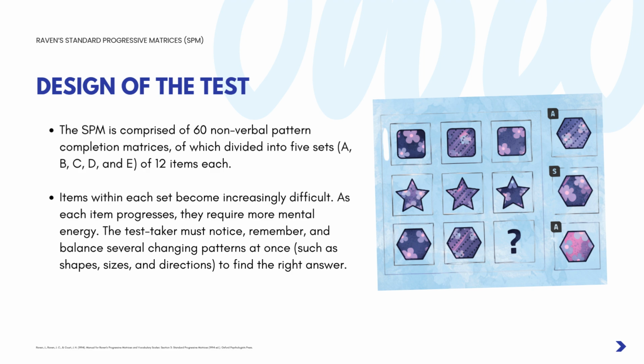The design of the test. The test consists of 60 visual pattern completion matrices divided across 5 sets: A, B, C, D, and E. As you move from set A to set E, the matrices become increasingly complex. They require you to notice, remember, and balance several changing factors, such as shapes, sizes, and orientations, all at once to identify the correct missing piece.